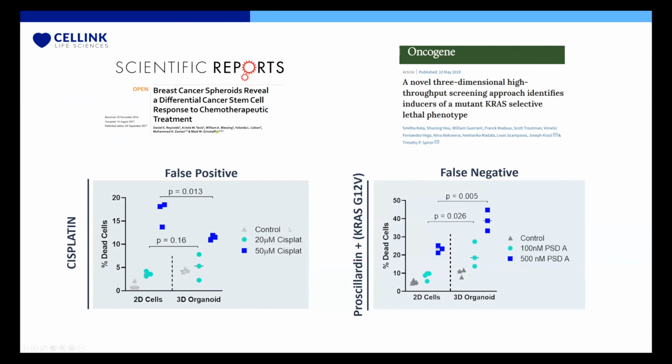And then the false negative scenario in this case analyzed prostaglandin's effects on cells exhibiting a KRAS G12 allele. While the prostaglandin demonstrated some efficacy in the 2D culture, a more pronounced effect could be seen in the 3D culture, which would in turn influence the dosages used in subsequent trials.